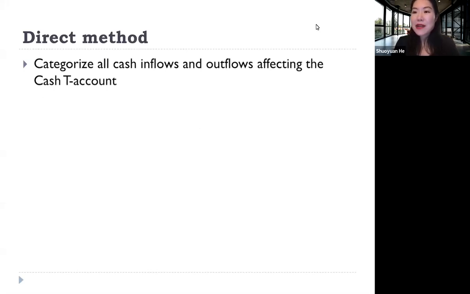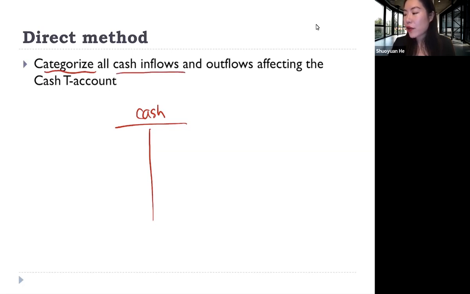The direct method is basically we take a firm's cash T account, which includes all of the cash related transactions that happen within this reporting period for the firm. And we go over each of those transactions item by item, and we categorize all of the cash inflow and outflows into operating, financing, and investing.